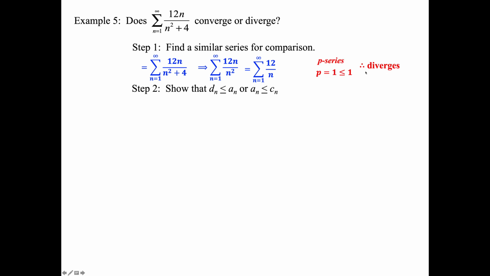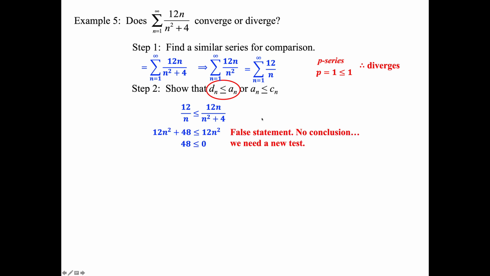I'm not going to goof it up this time. So let's use this inequality, just like we did in the last one. Again, if you want to divide out the 12s and call it 1 over n and n over n squared plus 4, or just cross multiply right away, both are good. But here's something very interesting. Now we have a false statement. Before we had negative 48 was less than or equal to 0. Now it's a positive 48 less than or equal to 0. That's not true. So now we cannot conclude that this diverges yet. We need to come up with a new test.